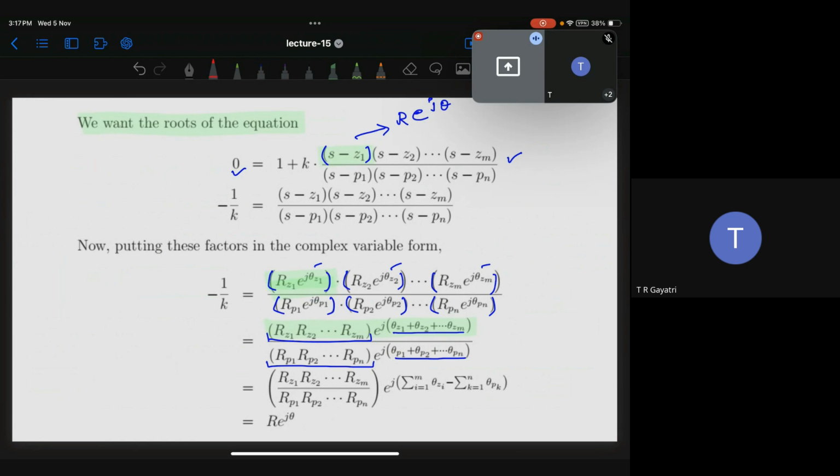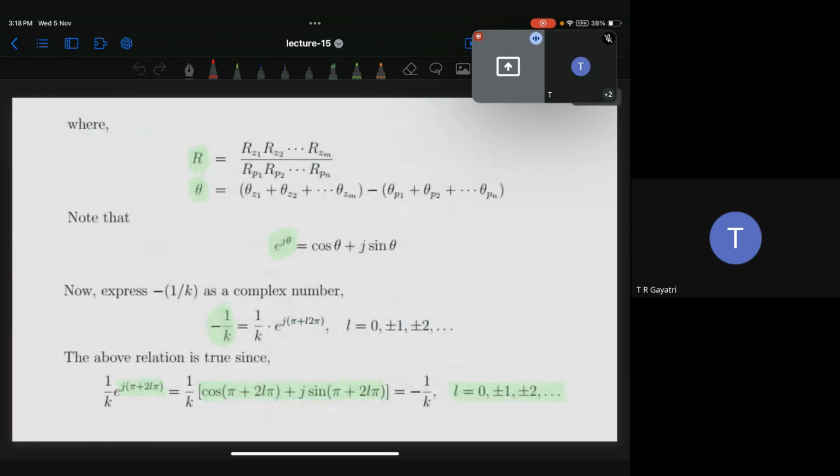Then you can take this as one number. Here, e power summation of the zeros' angles, e power summation of the poles' angles. So what you can do is summation of zeros' angles minus summation of the poles' angles. You can write it as r e power j theta again, where r is nothing but this term, theta is nothing but this term. Now you can see, interesting here, we have r and theta, summation of all the zeros' angles minus summation of all the poles' angles.